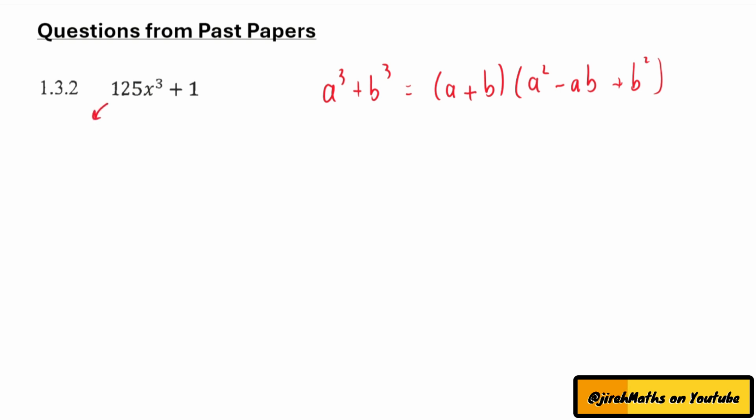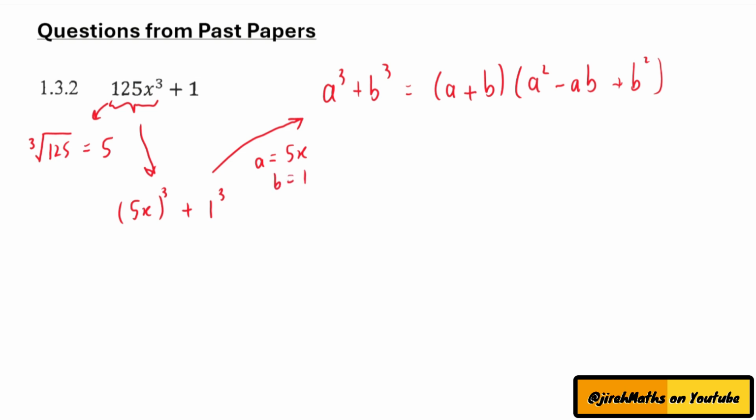To check if 125 is a cube, we take the cube root in our calculator of 125 and we get 5. Therefore, this term is the same as 5x cubed. 1 is the same as 1 cubed, so it's plus 1 cubed. So when we're substituting into our formula, a will be equal to 5x and b will be equal to 1.